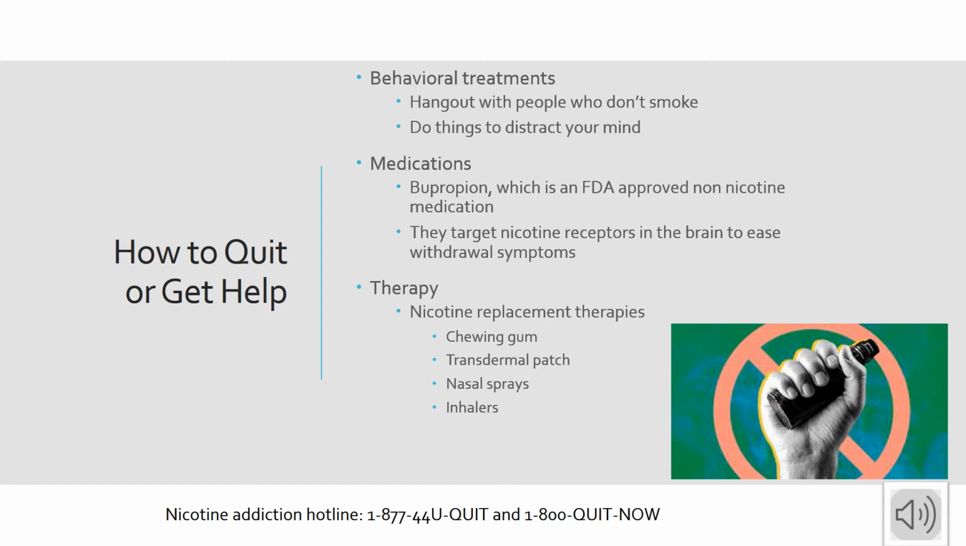How to quit or get help. Behavioral treatments. Hang out with people who don't smoke or do things to distract your mind. Medications. Bupropion, which is an FDA-approved non-nicotine medication. This medication targets the nicotine receptors in the brain to ease withdrawal symptoms. And different types of therapy include nicotine replacement therapies, like chewing gum, the transdermal patch, nasal sprays, and inhalers.